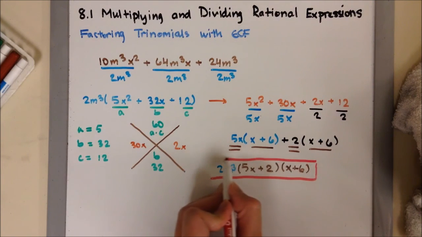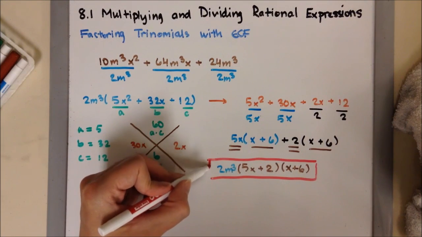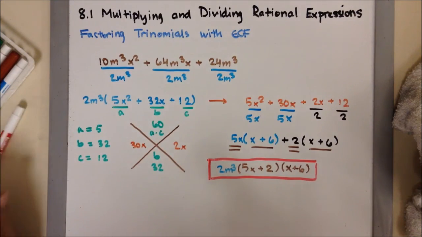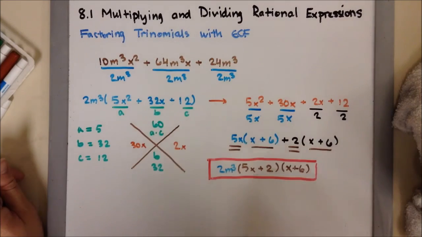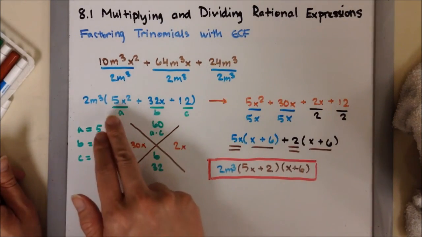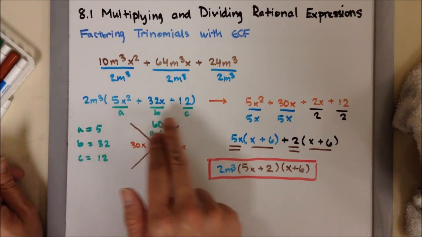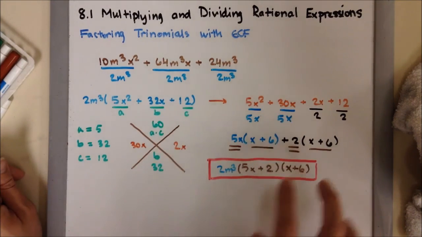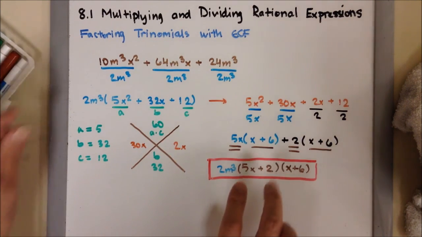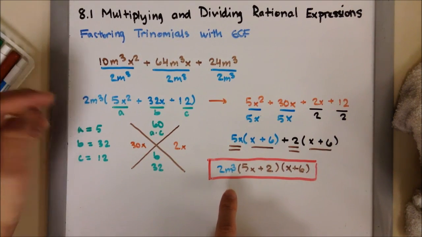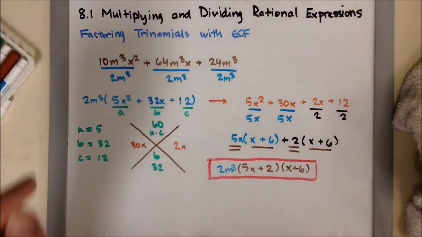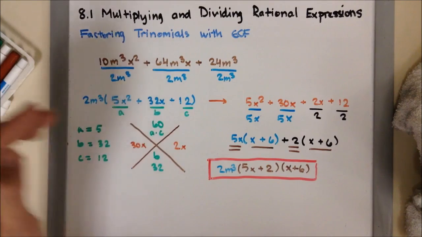Now, again, the one thing you gotta watch out for is if you factor out the GCF at the very beginning, it does not disappear. Make sure you bring it back into the final answer. All this work that we did here was to factor the trinomial that's inside the parenthesis. Once you finish, we got 5x plus 2 times x plus 6, but we still have the 2m to the third power. So again, make sure you bring your GCF back into the final answer if you were able to find the GCF at the very beginning.